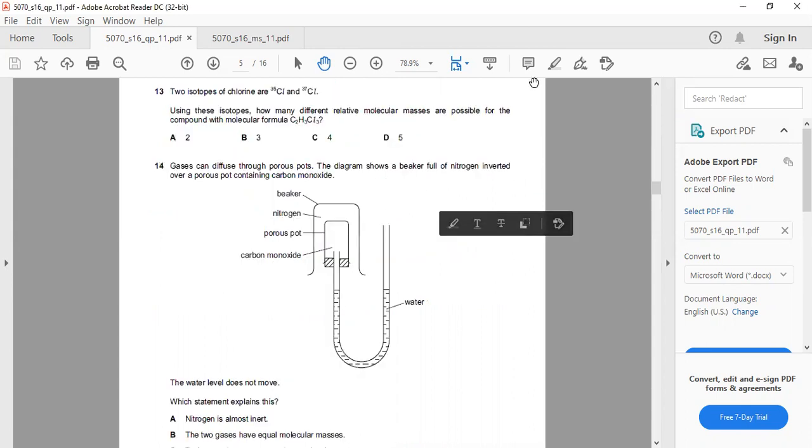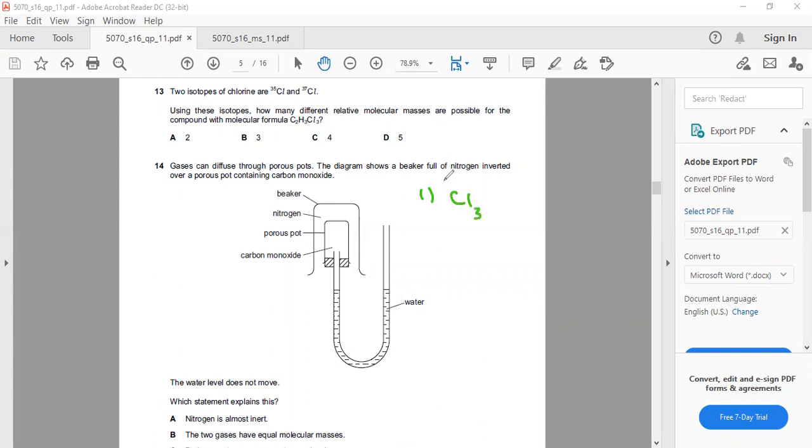Question 13, isotopes questions are usually very easy. Using these isotopes, how many different relative molecular masses are possible for compound with molecular formula C2H3Cl3? Okay, no, it's not an easier one. Usually this type of question is asked in A level. So there are three possibilities, three chlorine, right? Number one, let's see how many possibilities. Four possibilities are there.